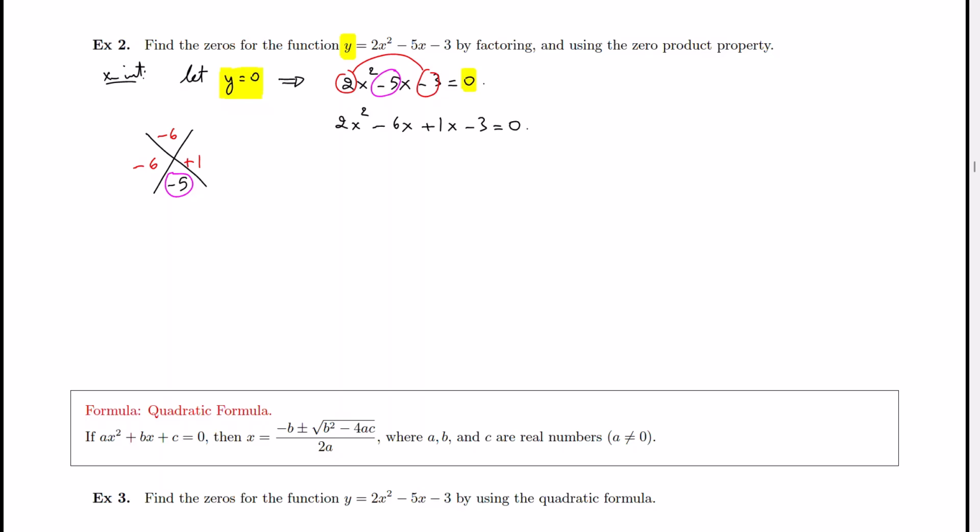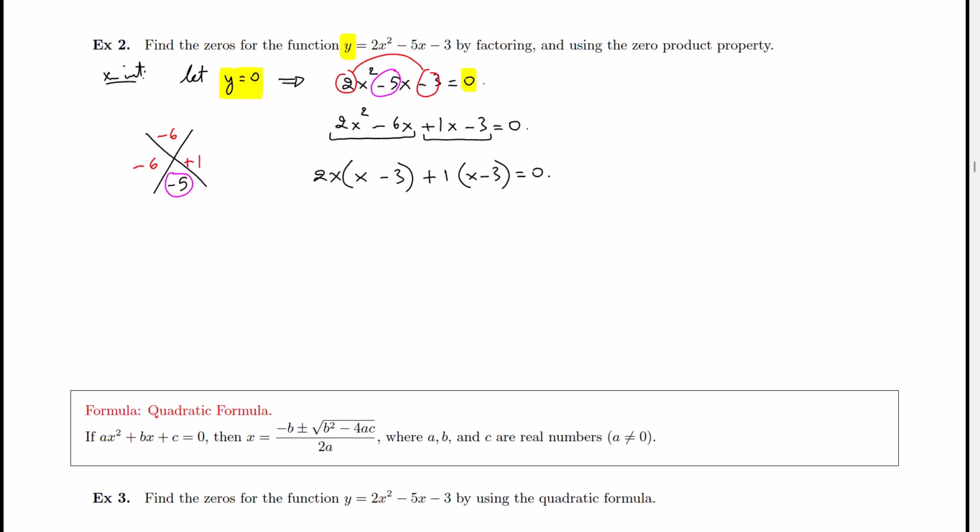And we have to go through the process of grouping. So the first group, 2x squared minus 6x, what do they have in common? The second group, the 1x minus 3, what do they have in common? Factor out the GCF and keep factoring. So 2x squared minus 6x, we can factor 2x out, and when we do that, we get x minus 3 left over. And although the second couple, 1x and minus 3, have nothing in common, we can always factor the 1 out. That gives us x minus 3 inside the parentheses.